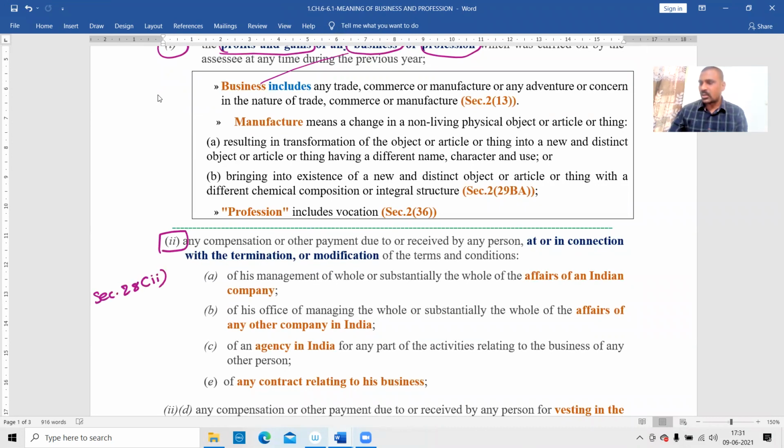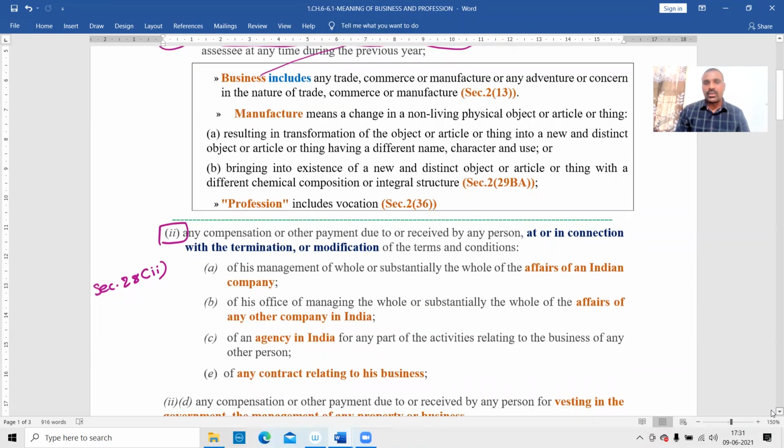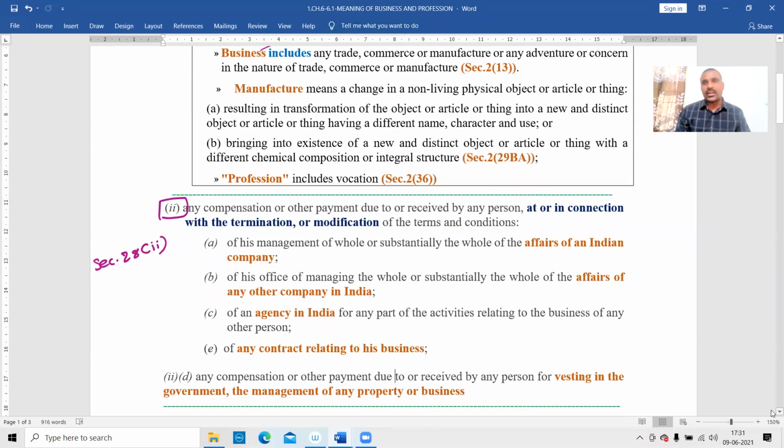There are no subsections at all in this section. Within section 28 class 2, 5 items have been covered. To ensure that as far as possible the presentation is in line with the Income Tax Act, I have used the same points: A, B, C, and you'll get E.